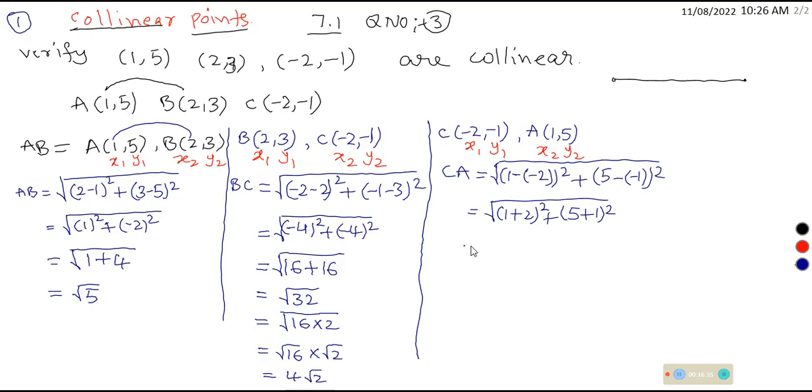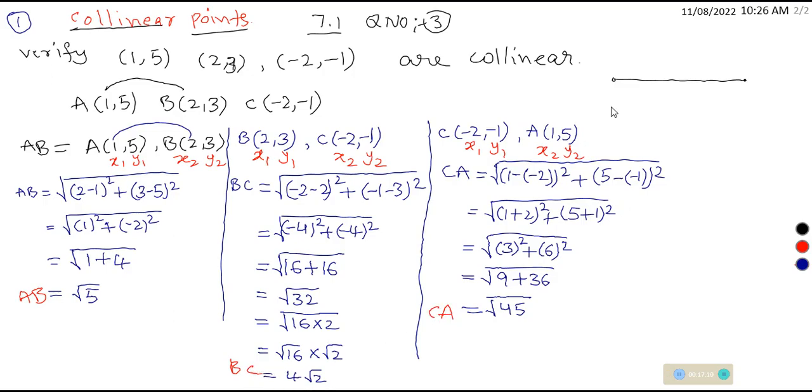So, root of 3 squared plus 6 squared. So, 3 squared is 9, 6 squared is 36. This total will become root 45. It is not possible to simplify root 45 again. Okay, now here we got 3 lengths: AB, BC, and here CA.